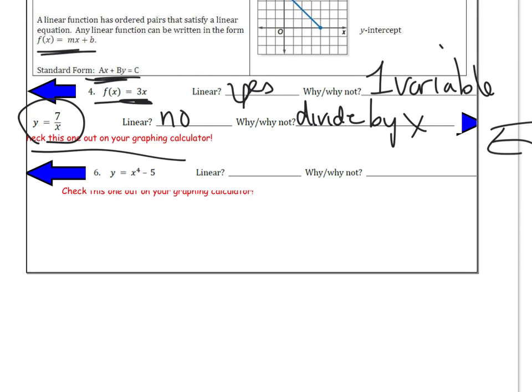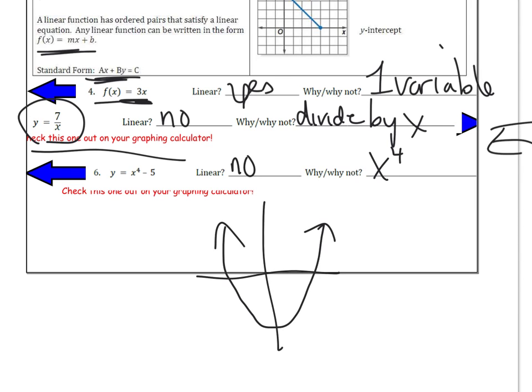Last one here, x to the 4th minus 5. Is it linear? Absolutely not. Why? X to the 4th. X to the 4th is your dead giveaway that is not going to be linear. And if you graph it, it looks almost like an x squared, except it widens out a little bit more, like that. So that's what that looks like.